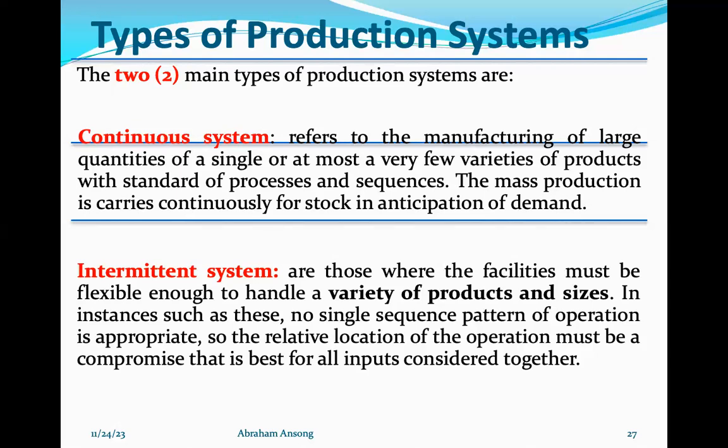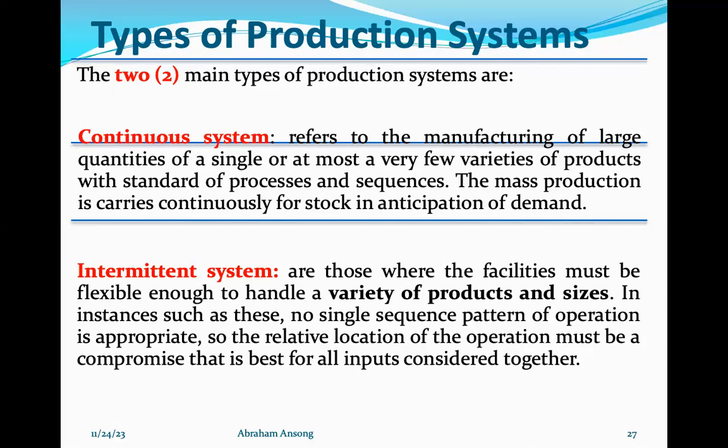All right. Then we have the intermittent system. So there are those where the facilities must be flexible enough to handle a variety of products and sizes. In instances such as this, no single sequence pattern of operation is appropriate. So the relative location of the operations must be a compromise that is best for all inputs considered together. So this is a variation, or totally different from the continuous system where you want to produce standard products, and so you can have a standard process or sequence of operation.